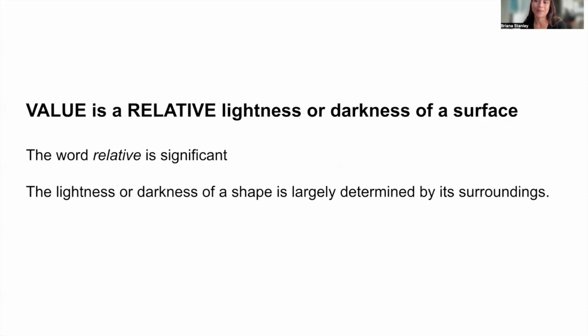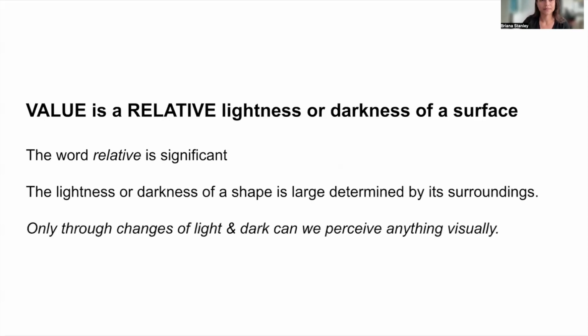We'll be talking more about that relativity as we go along here, but thinking about how the lightness or darkness of a shape is largely determined by its surroundings. The surroundings of something very much impact how light or dark we think it is, what the value looks like for us. It's only through changes of light and dark that we can actually perceive anything visually, which is pretty astounding, actually, if you start to think about it. If we didn't have a difference of light or dark in anything, if everything was the same value, we actually wouldn't be able to see any of the things that we see.